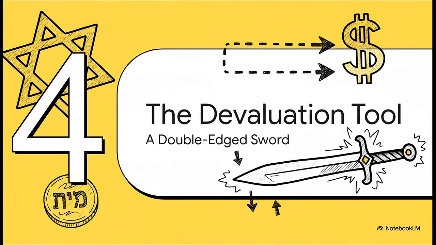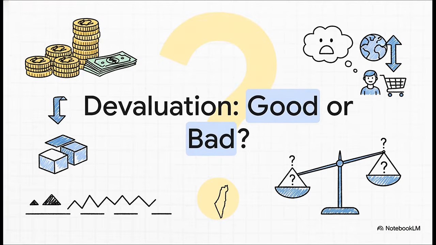Because to manage its economy while being tied to the super strong US dollar, Israel started to use a controversial strategy pretty frequently. And it was a real double-edged sword, devaluation. So you hear this word devaluation thrown around in the news, but what does it actually mean? And for the people living in a country, is it a good thing or a bad thing? Well, as with most things in economics, the answer is, it depends.